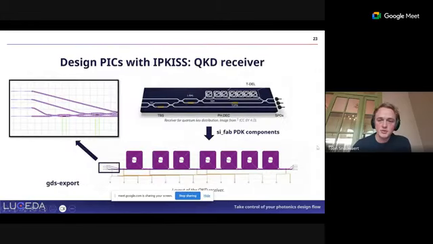We will use our SciFab PDK components to create a layout of this circuit, and then we can export it to GDS, and then it will look like this in a GDS file. Everything in the circuit is created with IPKIS, from the optical I/O all the way to the electrical routing with the bond pads.